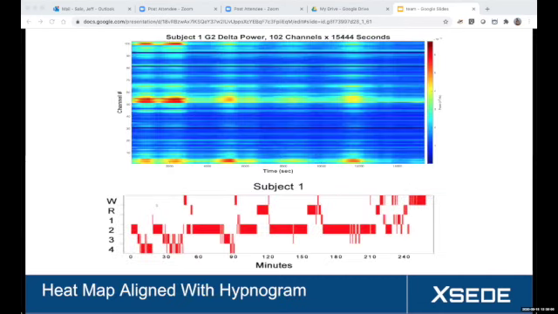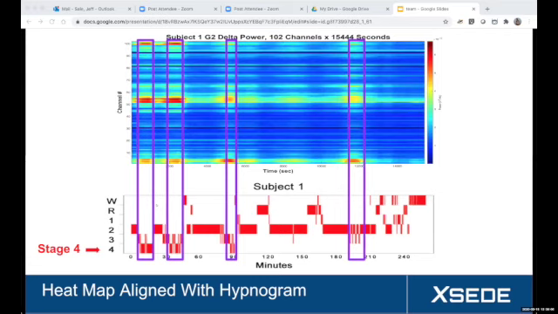And if we include the subject's hypnogram, we can make visual correlations between brain activity and sleep stages. For example, highlighted in the purple rectangles, we can see similarities in brain activity for stage 4 sleep at different times during the night. But we're still uncertain about the spatial locations of the channels.